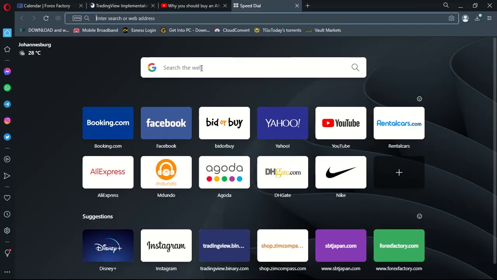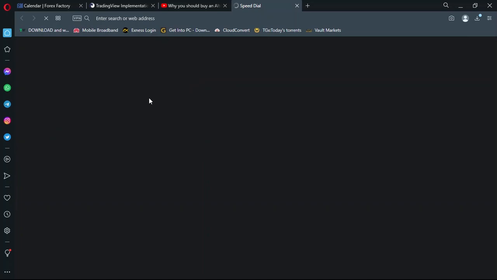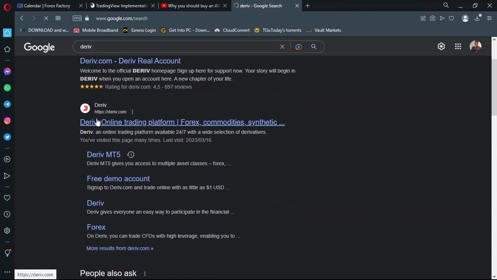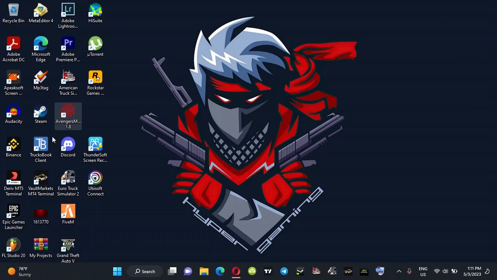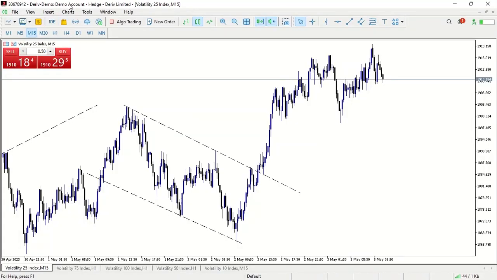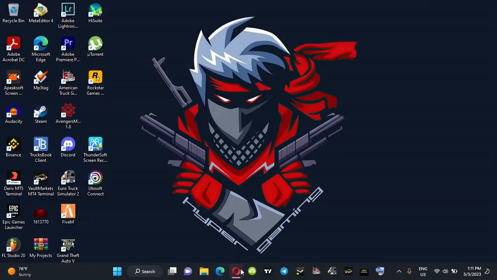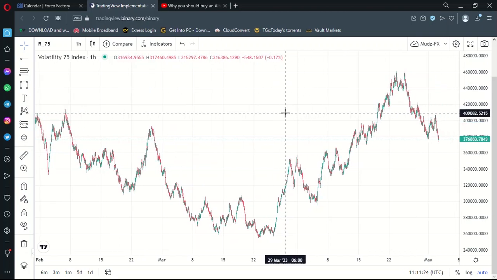Okay, so let's say you want to start trading volatility. You're gonna have to register on the broker called Deriv. From there you can do all the logins and stuff. As for me, I already have it installed and registered. So this is my demo account. On my demo, that's where I practice and discover new volatility market behavior.